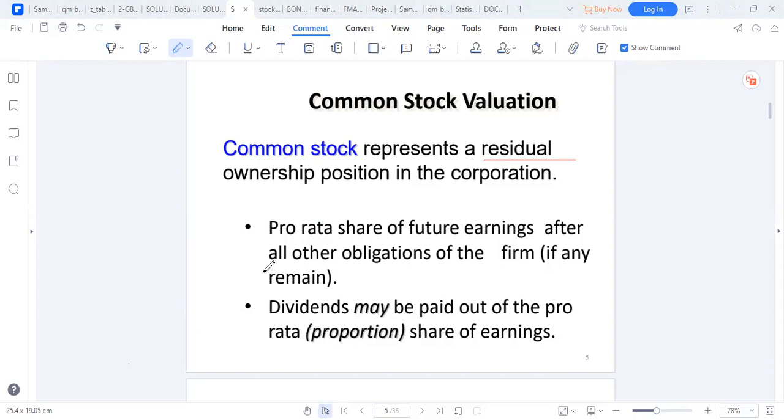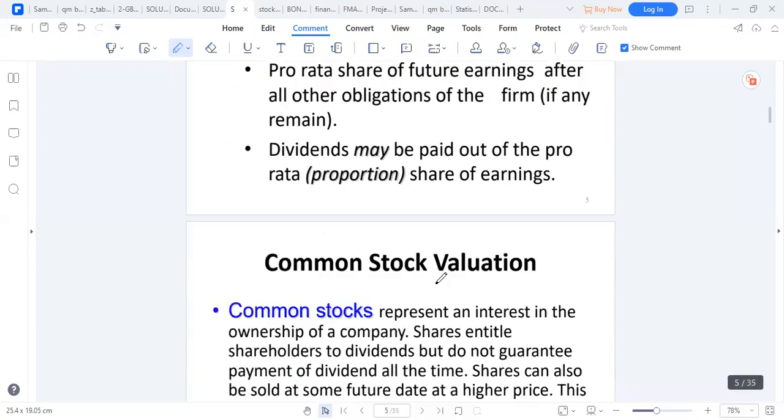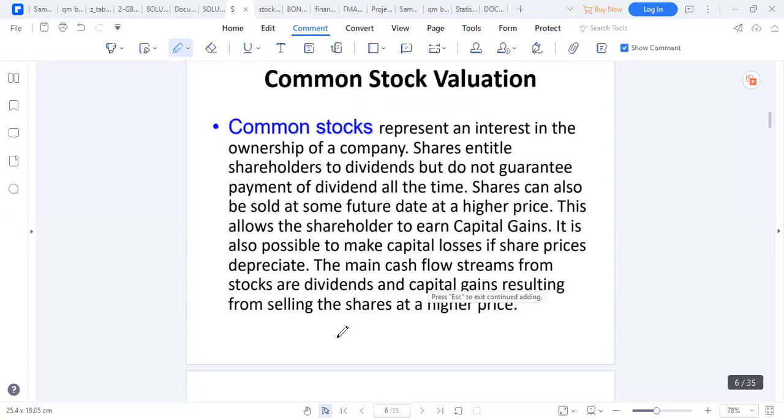pro rata basis, meaning their earnings are given after other obligations of the firm are met. So the dividends may be paid out on this proportion basis of their earnings. Common stock represents the interest of ownership of the company. These are the real owners of the business and are entitled to decision-making because they own what are called voting rights. Now, these shares also entitle the shareholders to dividends, but they're not guaranteed that they'll always be paid a dividend, because in a bad year, they'll forfeit their dividends.